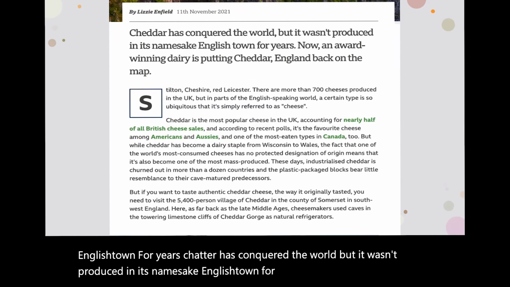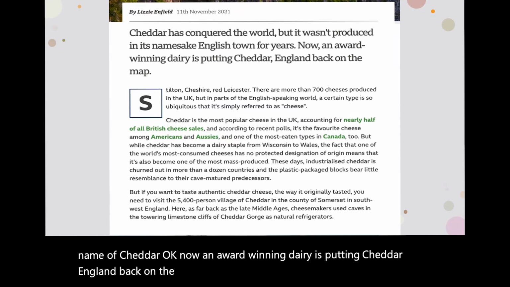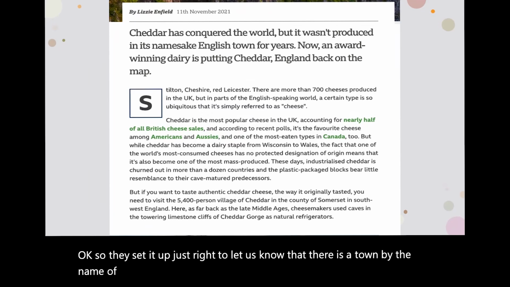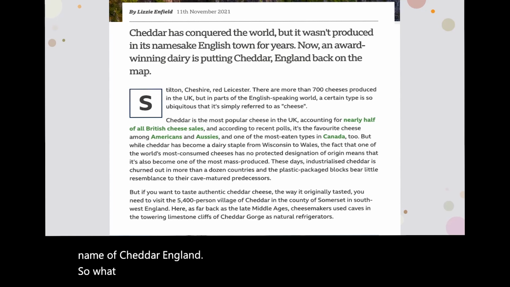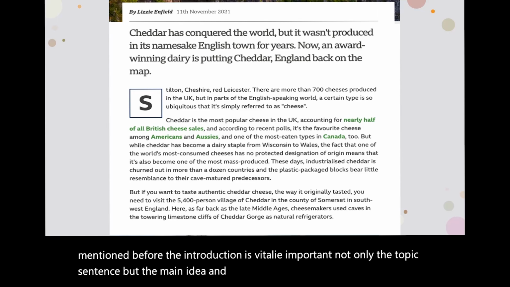So there's a town by the name of Cheddar. Okay. Now an award-winning dairy is putting Cheddar, England back on the map. Oh, okay. So they set it up just right to let us know that there is a town by the name of Cheddar, England. So what could this paper be about? As we mentioned before, the introduction is vitally important. Not only the topic sentence, but the main idea and the thesis. Because this is a newspaper article, there's still a thesis.